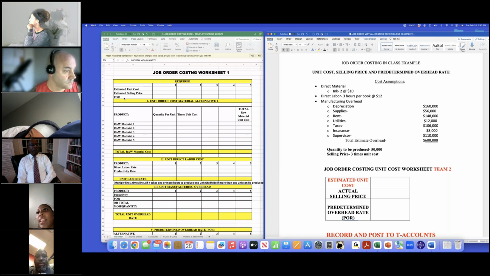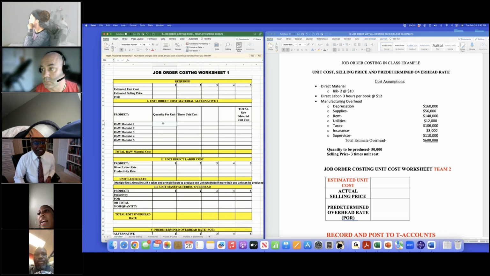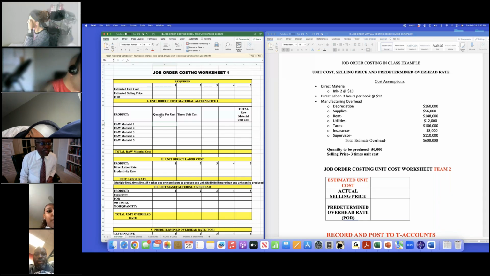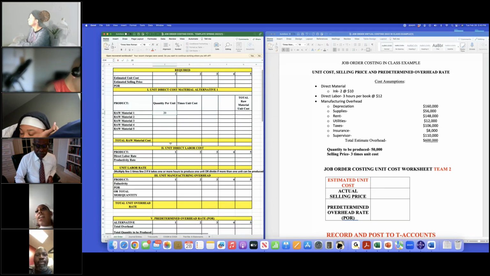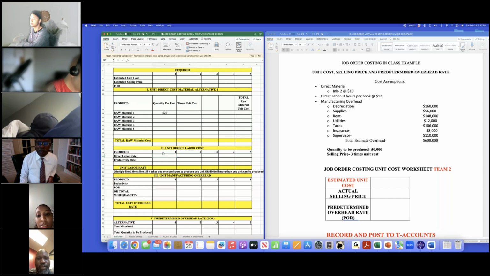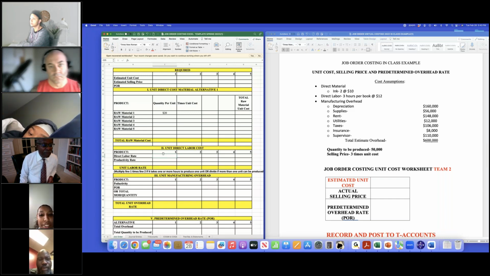I did the ink, 2 at $10 for 20. Then the 3 hours per book at $12, I got 4. So the ink was 20. Yes, you got 20 for the ink. You needed some labor. How much was the labor? Is that the 3 hours per book at $12? Yep. Okay, you divide 12 divided by 3, right? And you get 4. That's what I got.